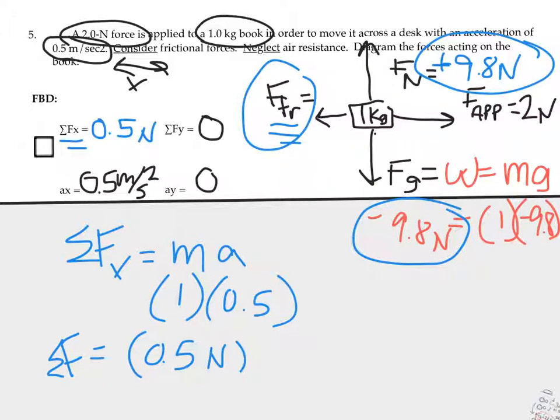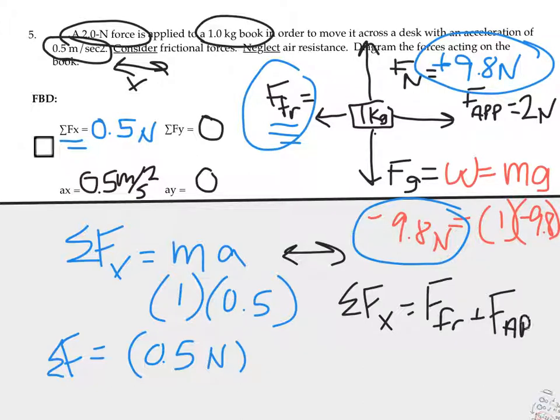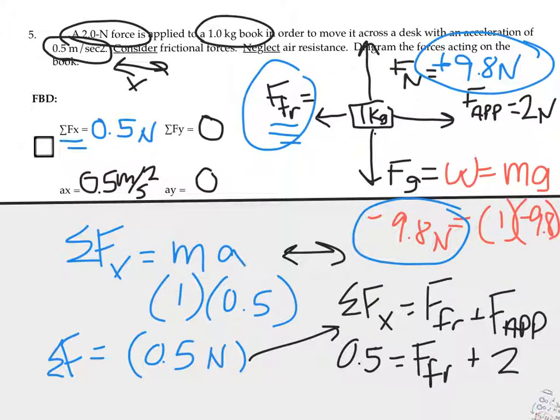But remember, my net force in the x direction is equal to all the forces going left to right. So I have force of friction plus my applied force. Now I already know my applied force is 2. And I already know my net force from here is 0.5. So all I need to do is figure out what my force of friction is, which really is simply subtracting 2 to the other side. Well, what's 0.5 minus 2? It's negative 1.5. So that means that my overall force of friction is negative 1.5 backwards.